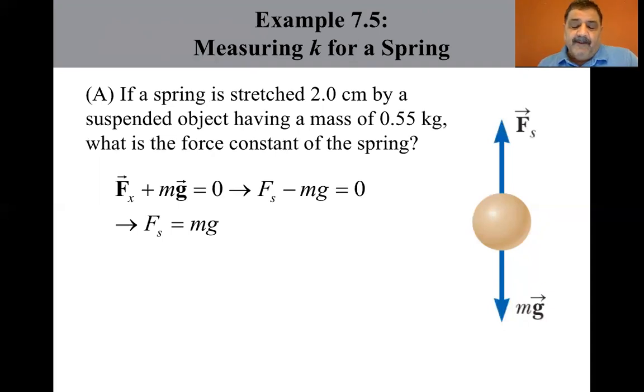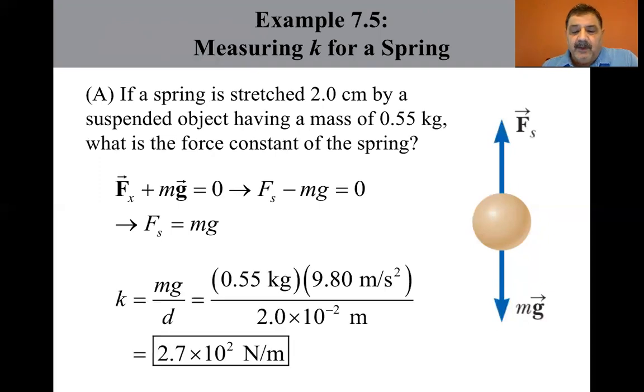Let's solve for k. Well, in this case, they use Fs equals kd. So we divide both sides by d. We end up with k equals mg divided by d. And we have 0.55 kilograms, 9.8 meters per second squared, the gravitational acceleration, and 2 centimeters is equal to 2 times 10 to the minus 2 meters. And you get an answer of 2.7 times 10 to the 2 newtons, in other words, 270 newtons per meter.